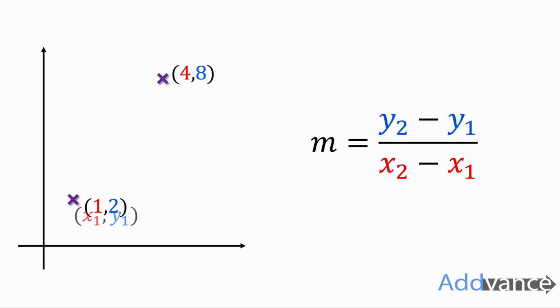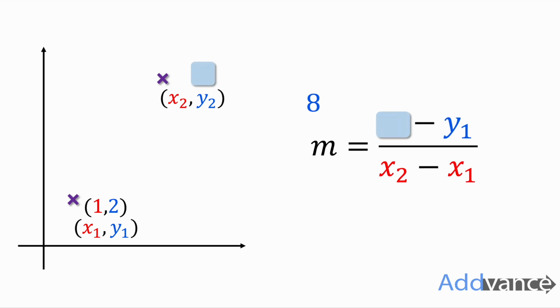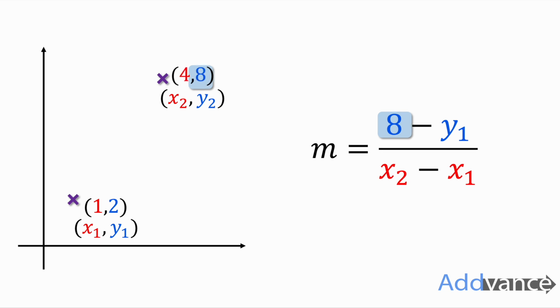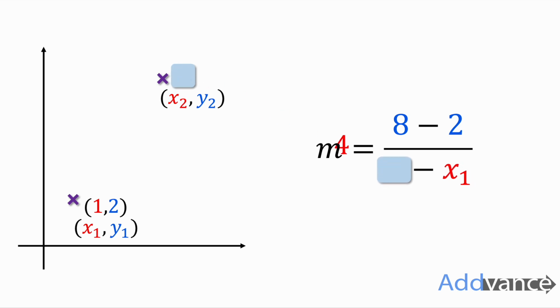And we can look at the equation like this, where we can label the coordinates: the first x, the first y, the second x, the second y. And we substitute these numbers into the equation in the right place. So the second y coordinate is 8, we're going to put 8 there. The first y coordinate is 2, we'll substitute 2 in. The second x coordinate is 4, and the first x coordinate is 1.